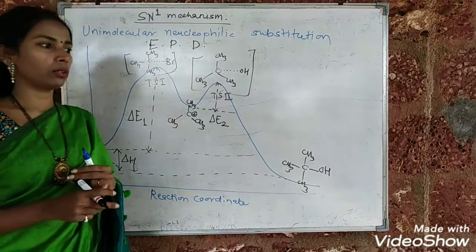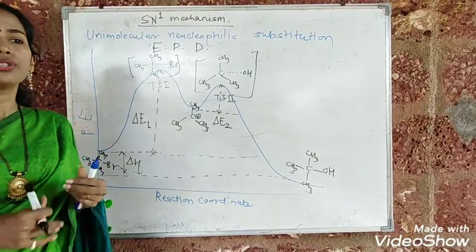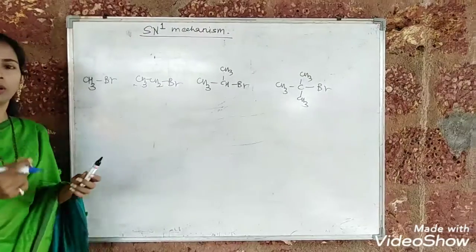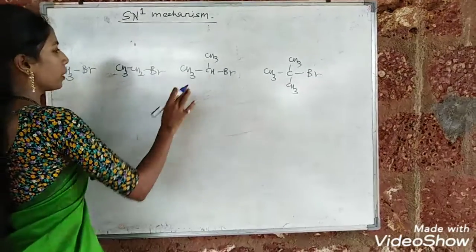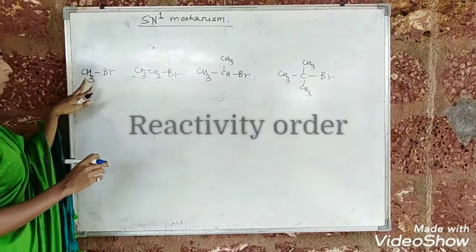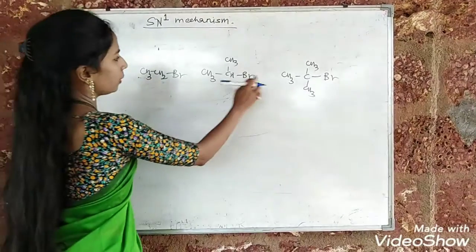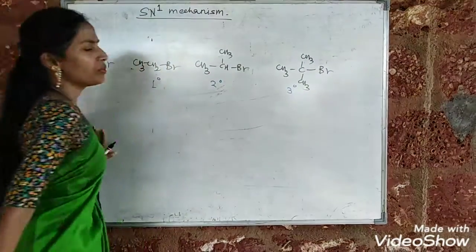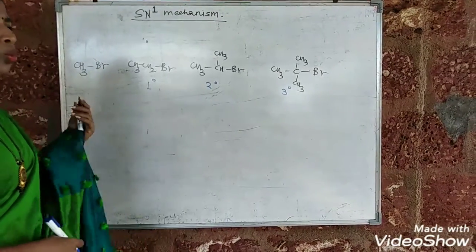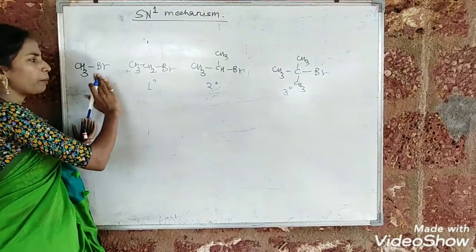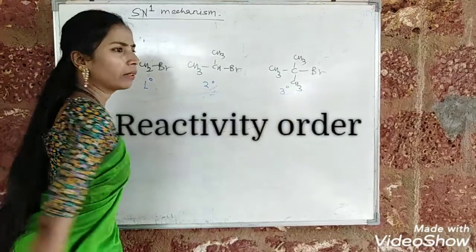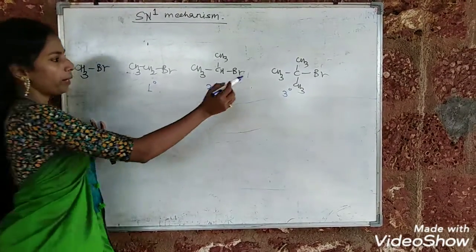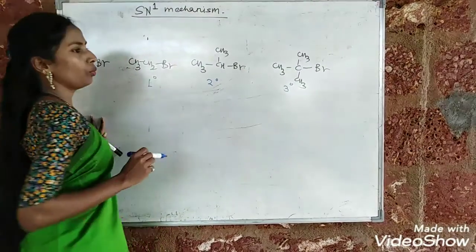Now we will see the types of alkyl halide which are favored by the SN1 mechanism. These are some examples of alkyl halide. This is methyl halide, primary alkyl halide, secondary alkyl halide and tertiary alkyl halide. As we have seen, the SN2 mechanism is more easily shown by primary alkyl halides than tertiary or secondary alkyl halides.